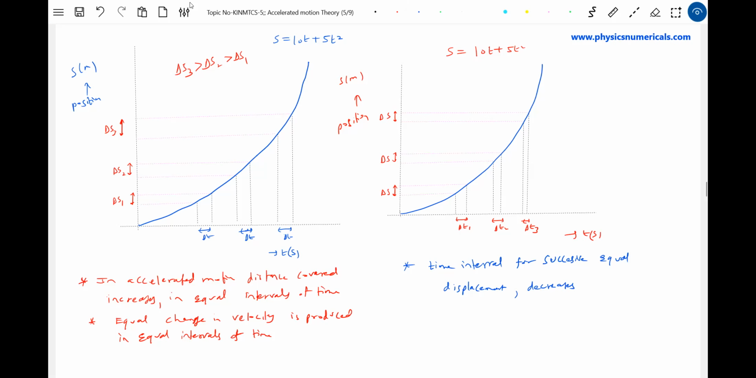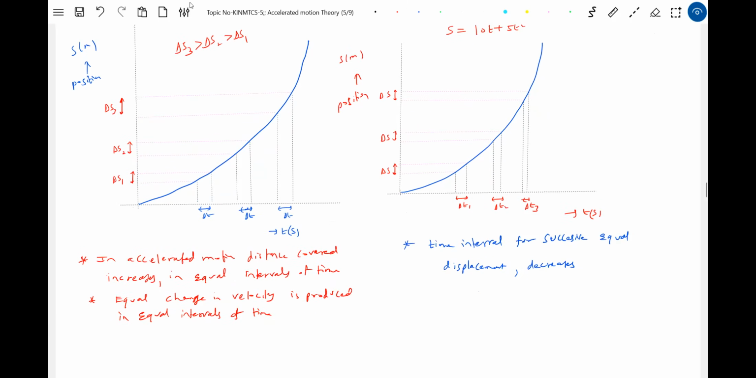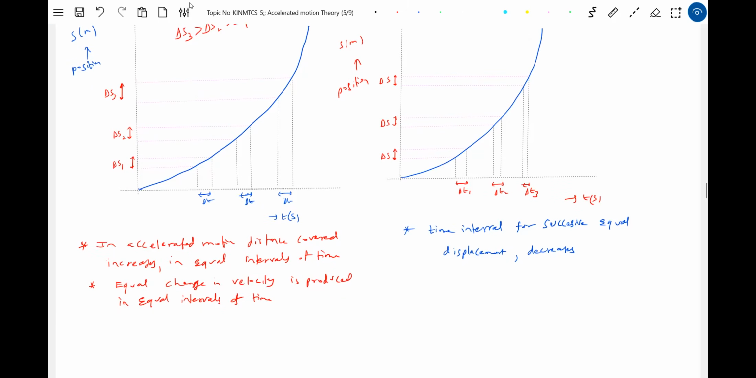Okay, let's talk about what will happen to the average velocity. Can we conclude anything about the average velocity? If I calculate average velocity here, what you can write is that average velocity will keep on increasing, no? In accelerated motion, average velocity for equal intervals of time. So delta S1 will be less than delta S2.